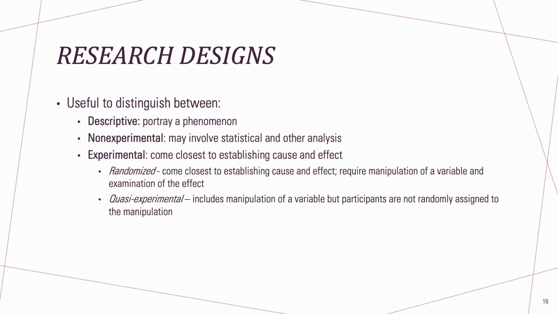In the experimental domain, you can have randomized studies. These are the ones where you have some sort of manipulation of a variable to assess the effect of it. And then we can also have quasi-experimental, which includes manipulation of a variable, but participants are not necessarily randomly assigned to the manipulation. So with randomized, you are manipulating a variable and randomizing participants. With quasi-experimental, you have manipulation of a variable, but you're not randomly assigning people to a condition.